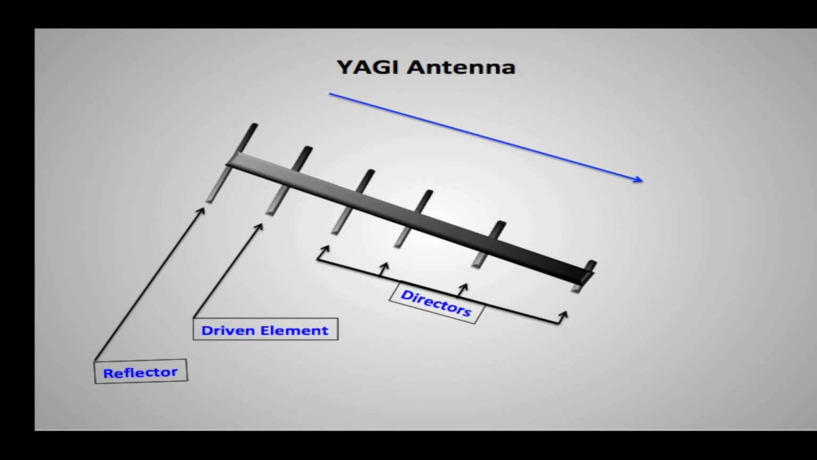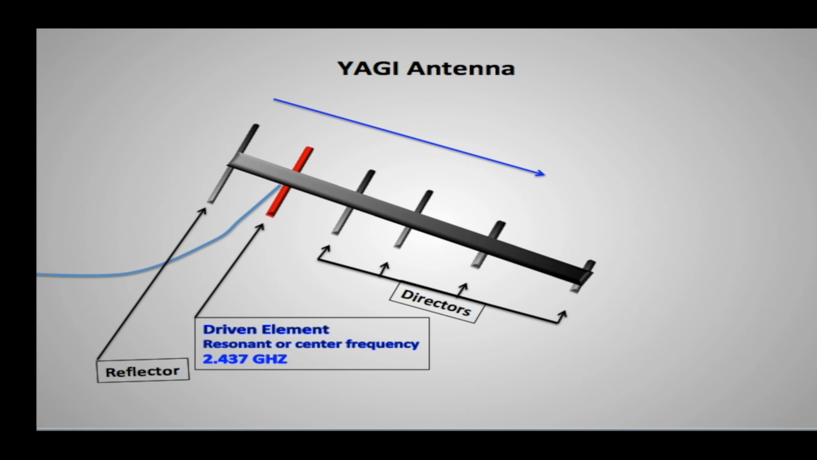Every Yagi antenna has three main parts. First, the driven element. This is the only part connected to your cable. It's the part that actually transmits or receives energy. Second, the reflector, located behind the driven element. And third, one or more directors placed in front of the driven element. Each of these elements has a specific job.